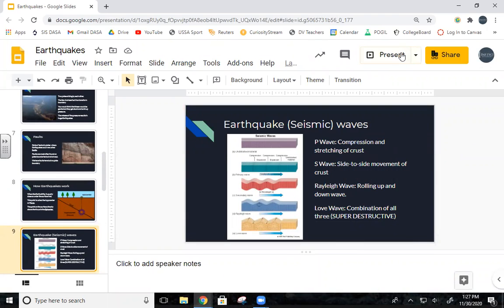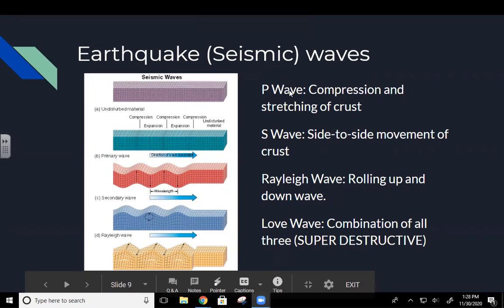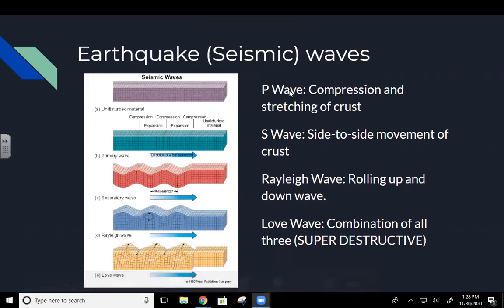So, when we look at the different kinds of waves, there are 4 different kinds of seismic waves. Seismic means earthquake. I'm not talking about tsunami. Tsunami are different things. I'm talking about how the energy from the earthquake actually moves through the ground. So there are P waves, S waves, Rayleigh waves, and love waves. We'll talk about that in a minute.